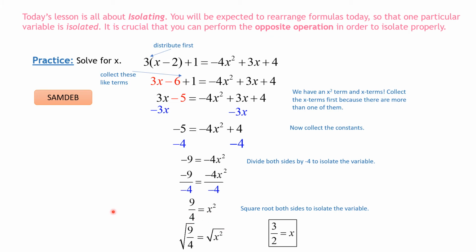Now, technically, it's plus or minus 3 over 2 equals x, but for all our formulas today, everything needs to be positive. So it's 3 over 2 equals x. So that was solving for x without it being a formula, just an equation. So let's try some formulas.